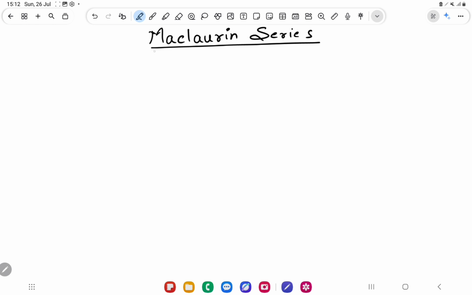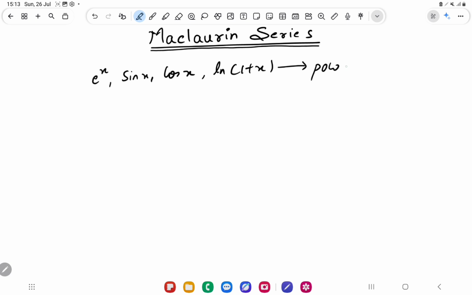So today we are going to study about Maclaurin series. Now why do we use this Maclaurin series? Because when you have functions like, let's say, e to the power x or sin x or cos x, or even functions like ln, log functions, the Maclaurin series converts these into some powerful polynomials that you can use for solving questions in your exam.